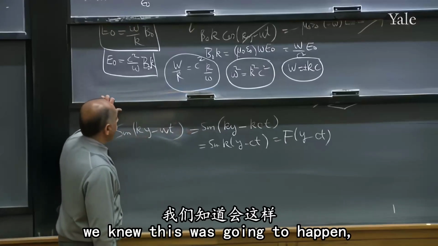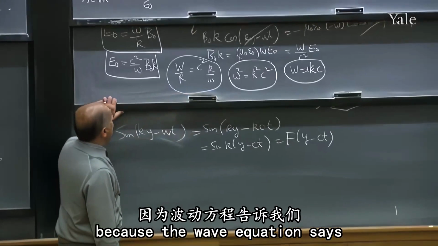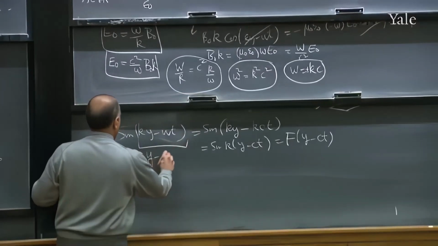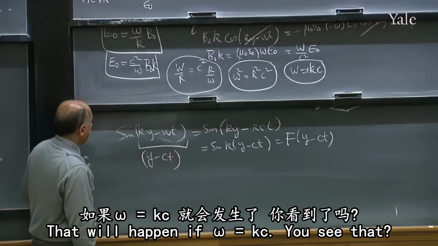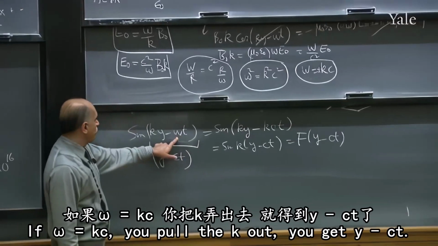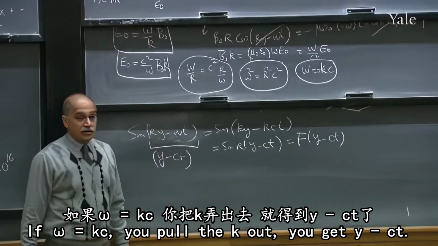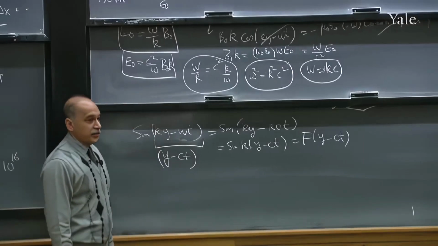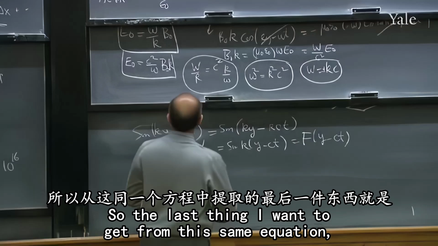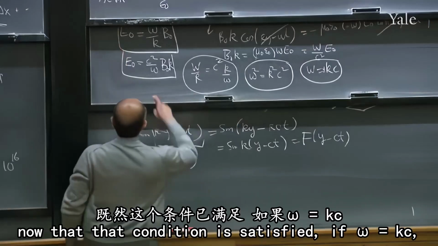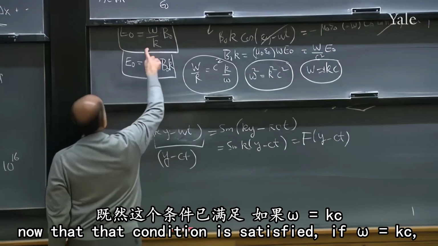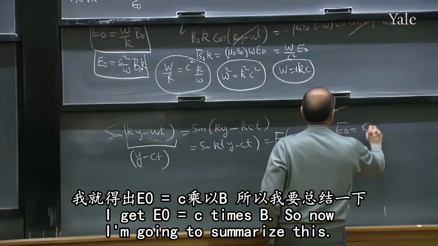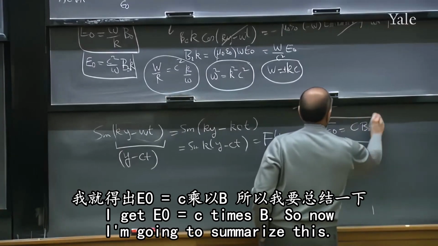In other words, we knew this was going to happen because the wave equation says the function should be a function only of y minus ct. That'll happen if omega equals kc. You see that if omega equals kc, you pull the k out, you get y minus ct. Or you can have y plus ct, but my solution was y minus ct. I'm almost done. So the last thing I want to get from this same equation, now that that condition is satisfied, if omega is equal to kc, I get E0 equal to c times B0.